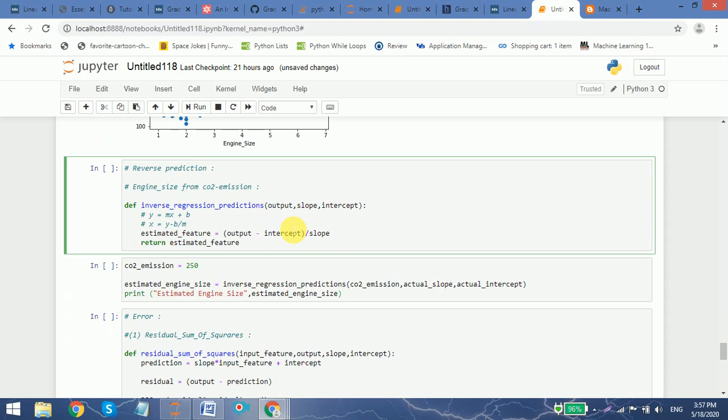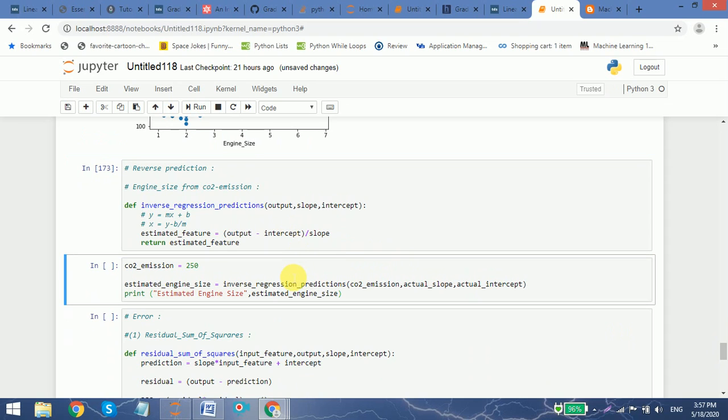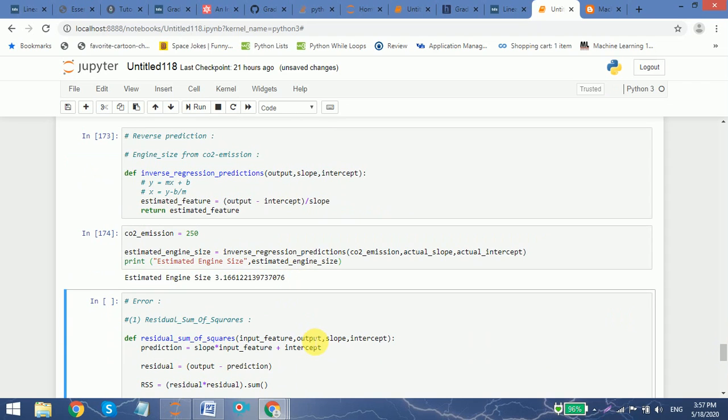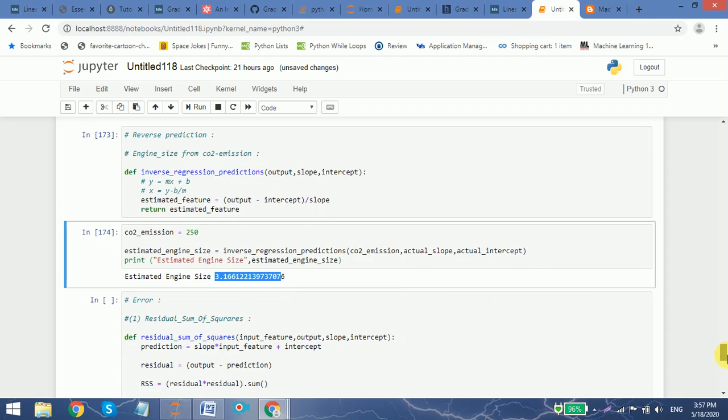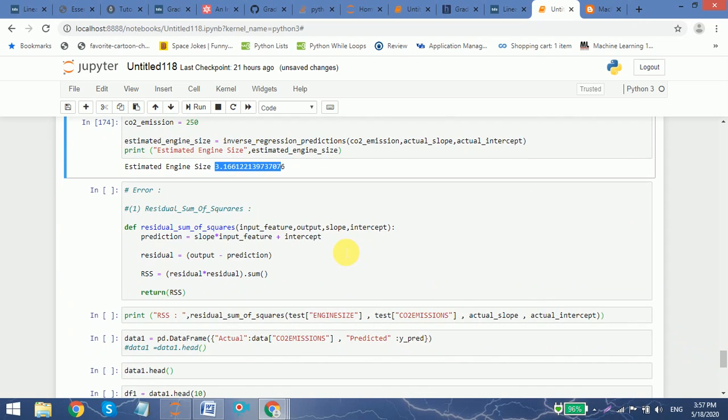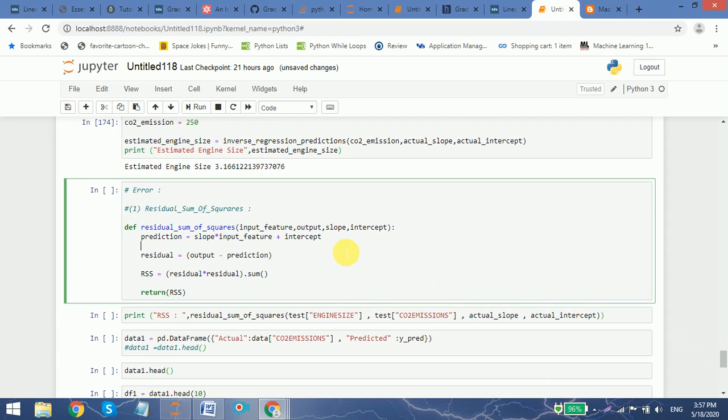and now what we want to do is predict the engine size from our CO2 emissions. That's pretty simple. We have as input our CO2 emission, and our estimated engine size is 3.16, which I don't think is possible, but this will take into account the fraction value also.